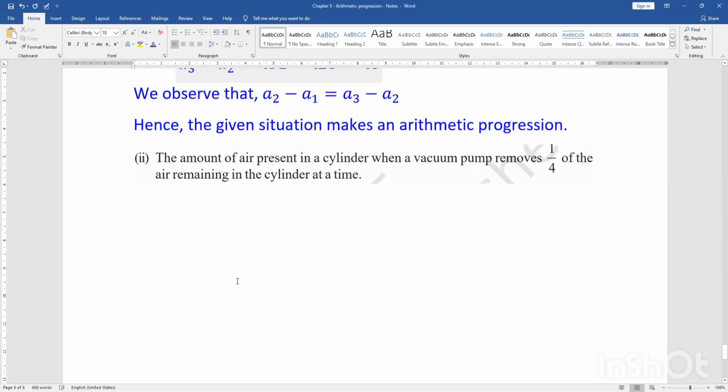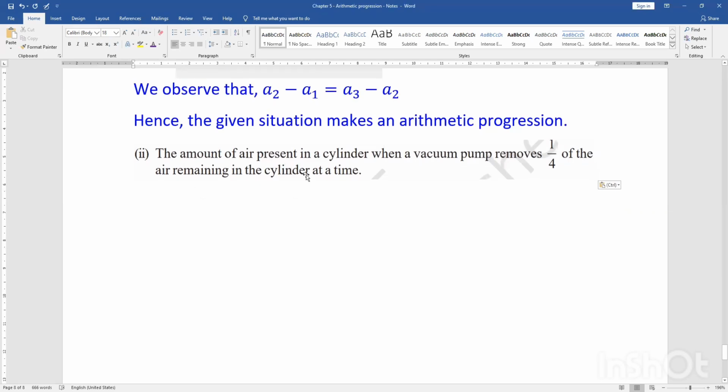It says: the amount of air present in the cylinder when a vacuum pump removes 1/4 of the air remaining in the cylinder at a time. This is quite a tricky problem, so let us try to understand what it is.